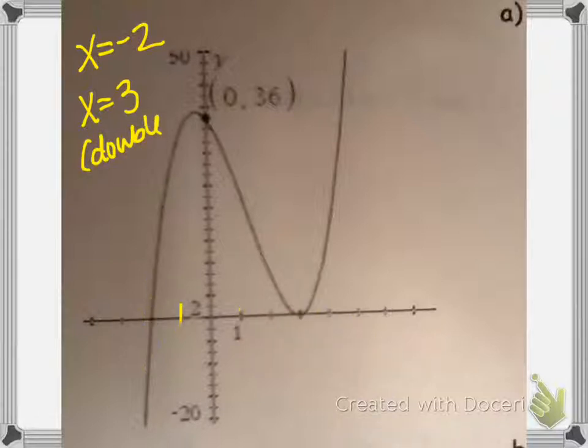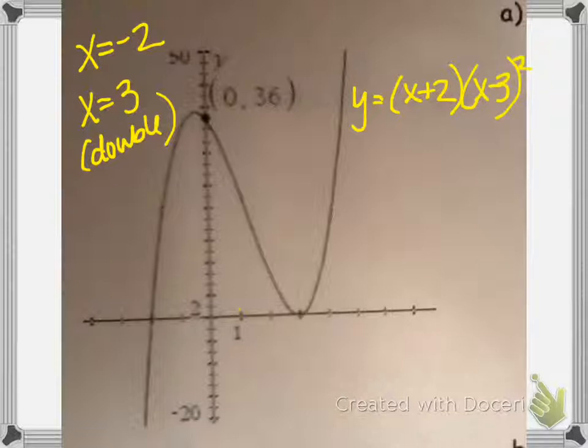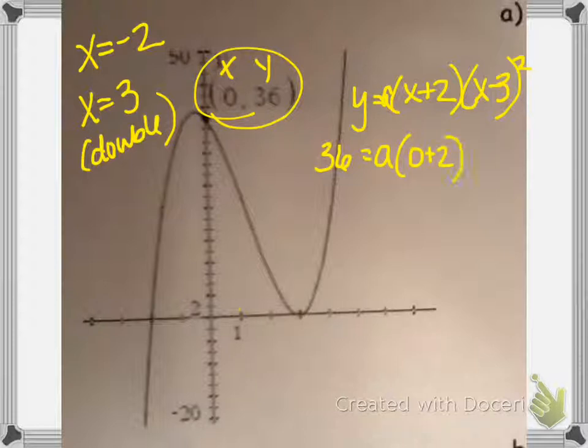Okay, so writing the equation, I'm going to start out with just y equals a times x plus 2 and x minus 3 squared because of the double. But I need to find a. So to find a, I use another point on my graph. Luckily, they gave me a point, 0 and 36. So I'm going to use that. X is 0, y is 36. So I'll have 36 equals a times 0 plus 2 and 0 minus 3 squared.